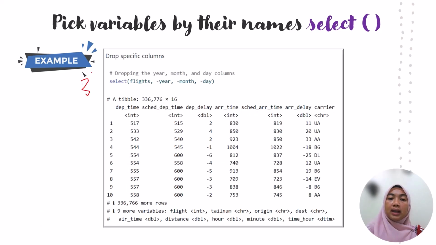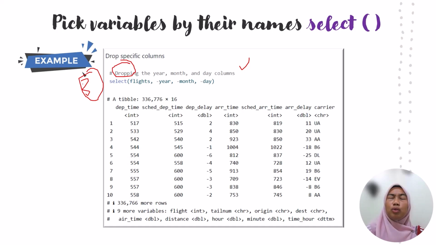All right, the third example here is we want to drop specific columns. For example, here we want to drop the year, month and day columns. So this is the syntax: select, data set flights, and then year, month and day. So you can see here we are dropping the columns. We have a minus sign here.